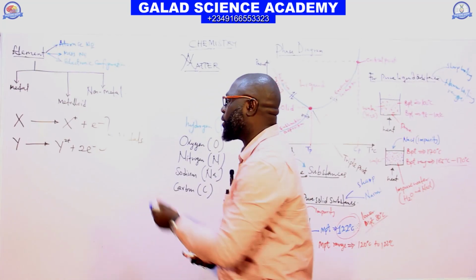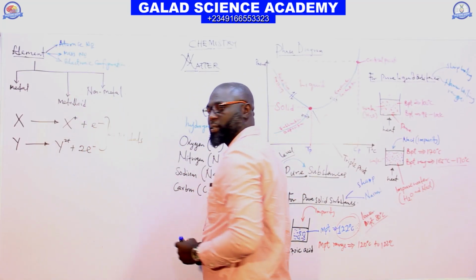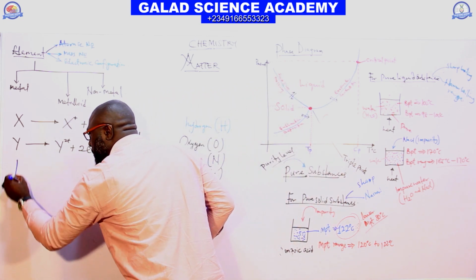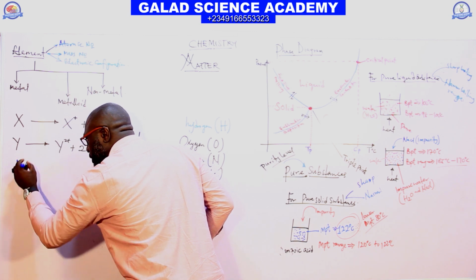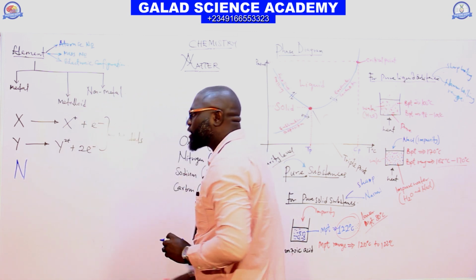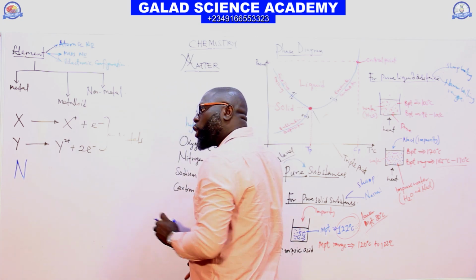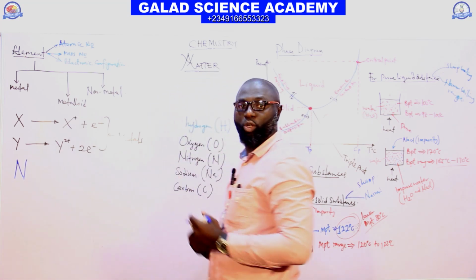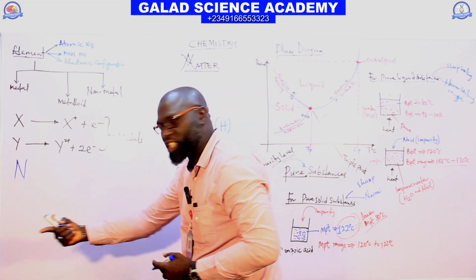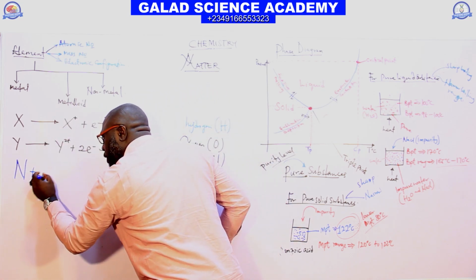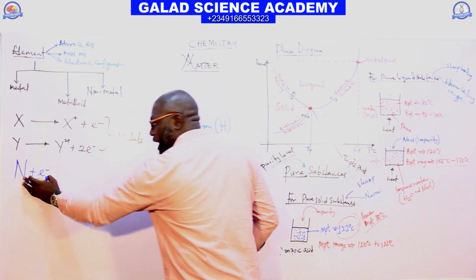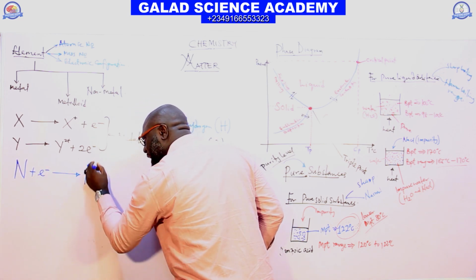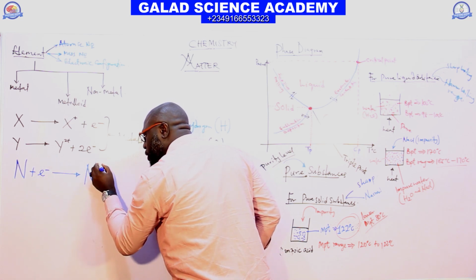So after metals, let me explain what we call non-metals. Non-metals, let me use element N. Assume this is element N. So a non-metal is an element that ionizes by gaining electron and becomes a negative charge. So when this element N gains 1 mole of electron, it will now become N. How many moles do you have here? 1. It will become N negative.